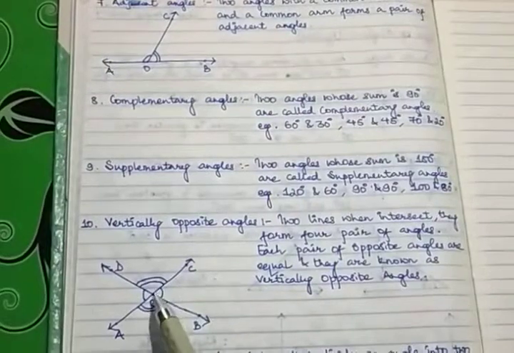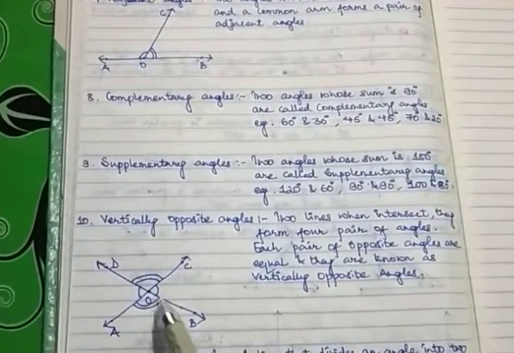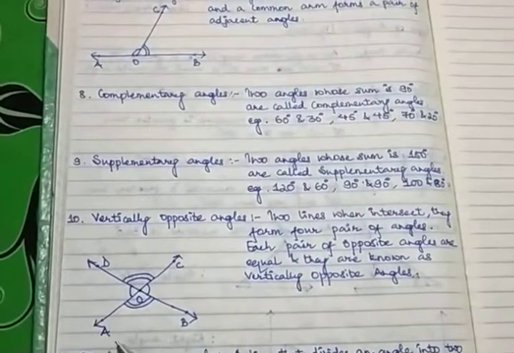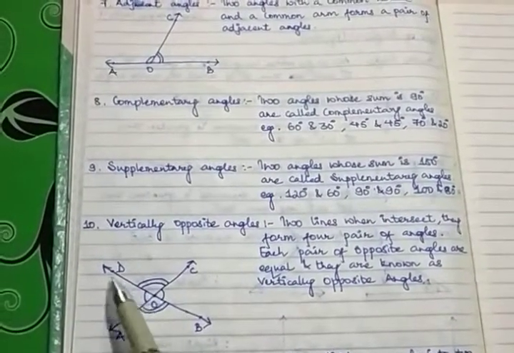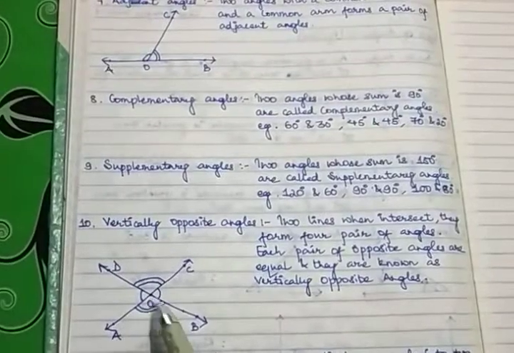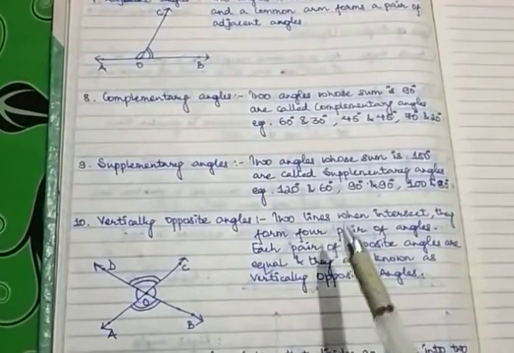See, if I consider OC as one of the rays and OB as one of the rays, then I have got one angle, isn't it? Similarly DOC, one of the angles, DOA, one of the angles, and AOB, one of the angles. See, so that is what I have written.